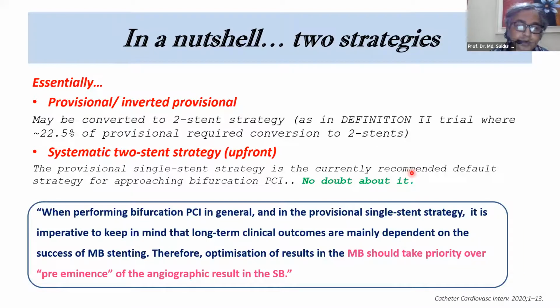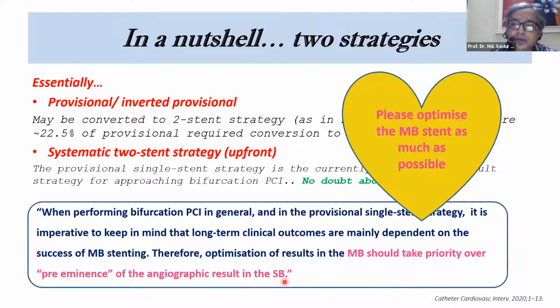And the most important thing is that whenever we are doing these sorts of bifurcations, sometimes we become very much inclined toward the side branch, what is happening there. But we should always remember that the MB should take the priority over the preeminence of the angiographic result in the SB. That one is the priority. And that's why we say please optimize the MB stent as much as possible.